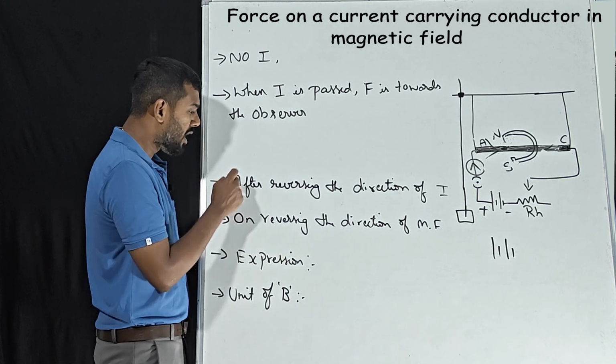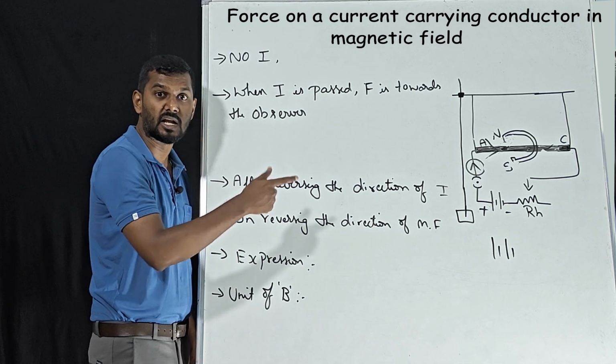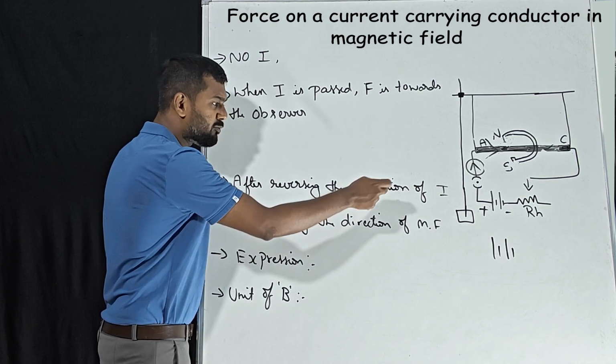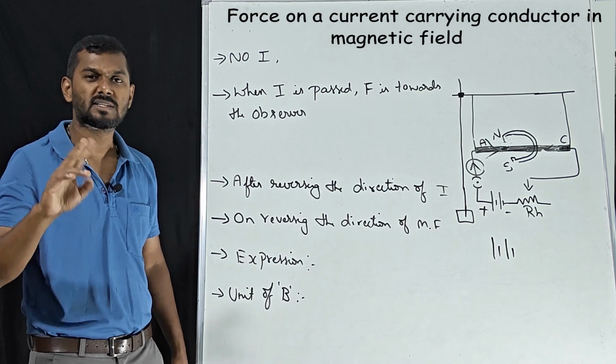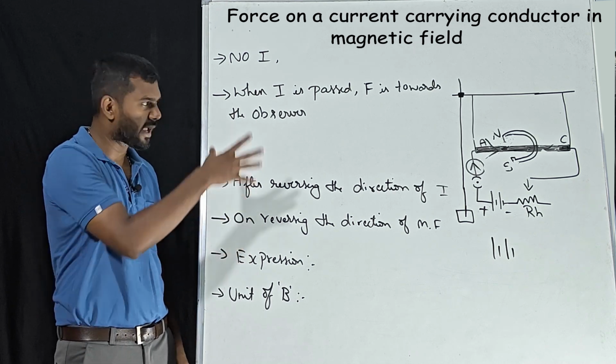Now, on reversing the direction of current, the force also reverses. Keep this in mind. What force is that? Lorentz force, because he found it. Then on reversing the direction of the magnetic field, the direction of force also reverses. Next we'll go for the expression based on this experiment.